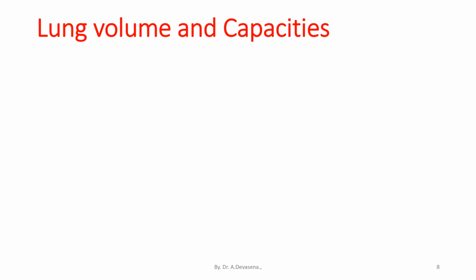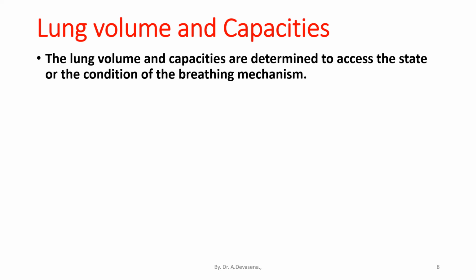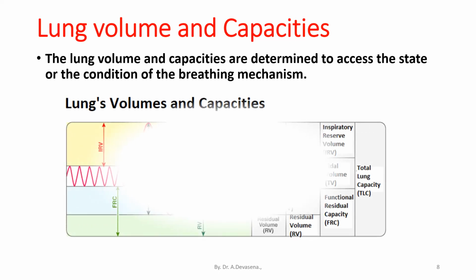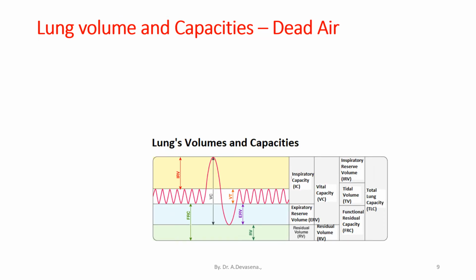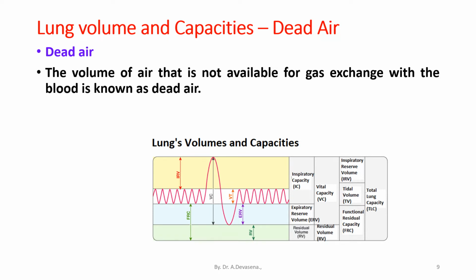Lung volumes and capacities. The lung volumes and capacities are determined to assess the state or the condition of the breathing mechanism. Here is a representation of lung volumes and capacities. In further slides, we are going to discuss the lung volumes and capacities one by one. Dead air. The volume of the air that is not available for gas exchange with the blood is known as dead air. The total dead space is less than 30% of the total volume.